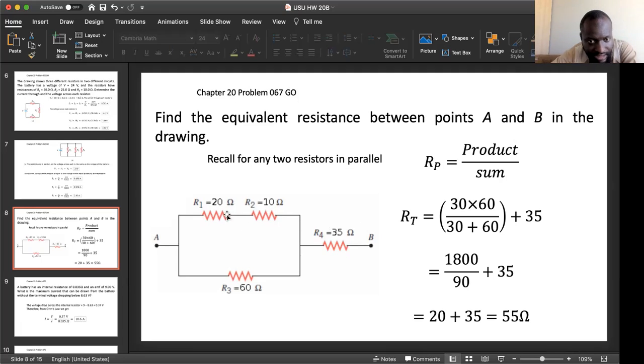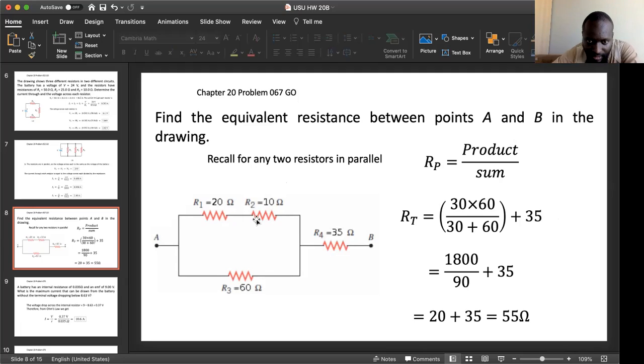20 plus 10 is in series, that's 30. 30 is in parallel with 60. So I'm going to do 30 and 60 in parallel. It will be 30 times 60 over 30 plus 60. That's the sum of all this right here. And then I add it in series to 35. That's all. I've solved the problem in one line.